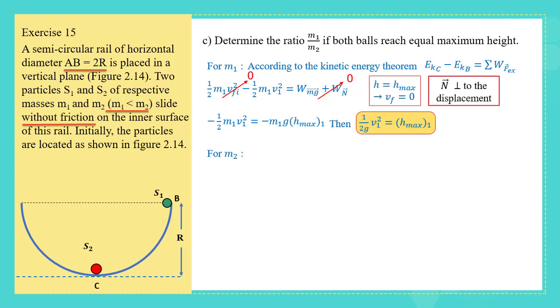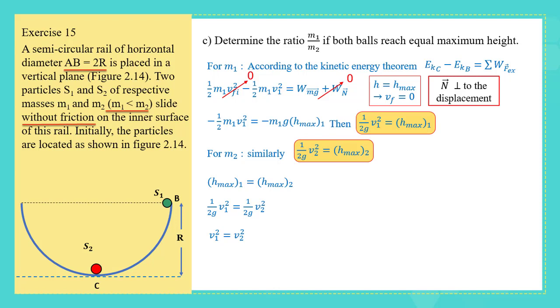The same for m2, and the result will be 1 over 2g v2 squared equals h maximum 2, and here we have two different h maximum, but they said they will reach equal maximum height. Write them equal to each other: 1 over 2g v1 squared equals 1 over 2g v2 squared. Reducing 1 over 2g from both sides, we find v1 squared equals v2 squared. Square root both sides, then v1 as magnitude will be equal to v2 as magnitude.